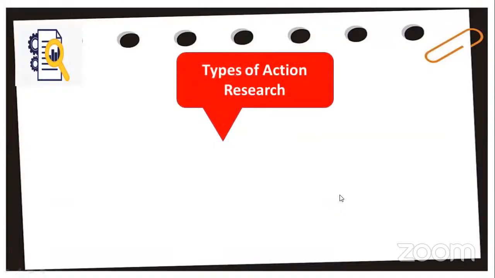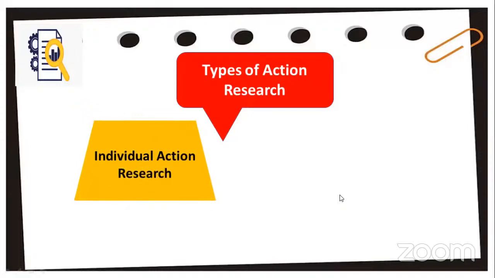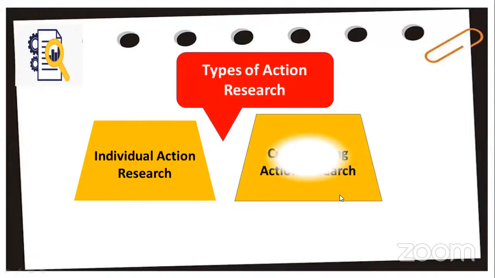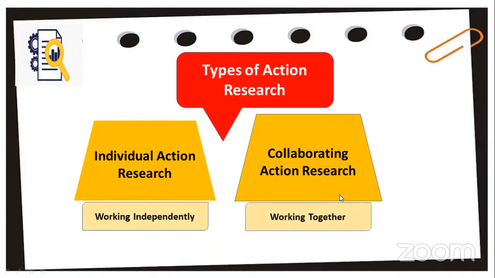Next, we'll see the types of action research. There are two major types, that is individual action research and collaborative action research. Individual action research is working independently, and collaborative action research involves a group of teachers or researchers working together to explore a problem that might be present beyond a single classroom. Individual action research involves working independently on a project. For example, a school teacher conducting research in her own class is individual action research. Collaborative action research is where we join as a team with other teachers or another group, a small group working together.